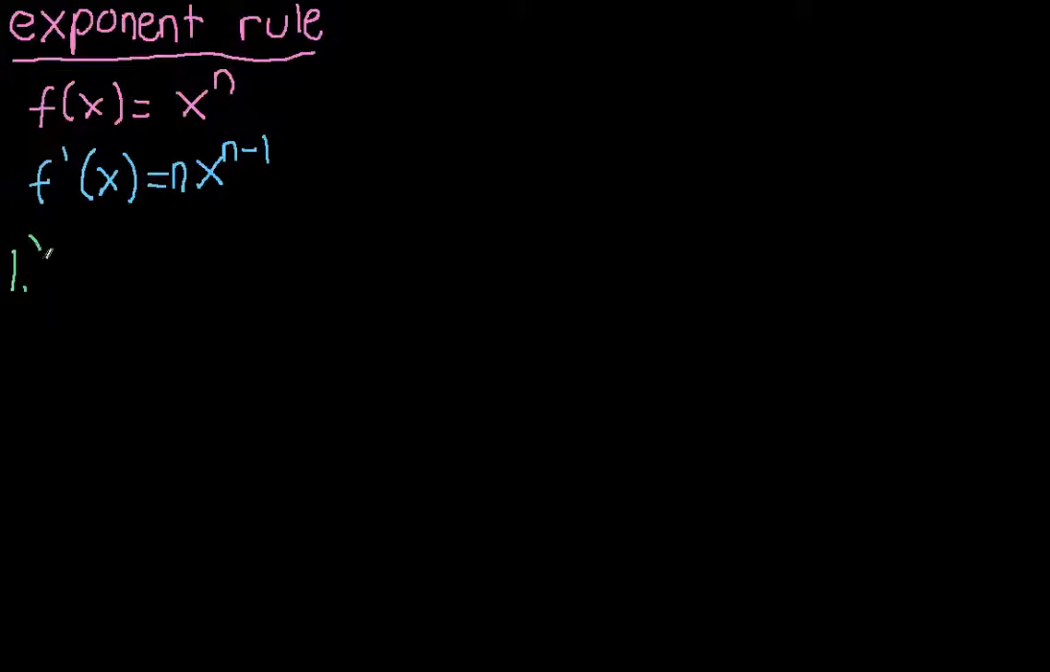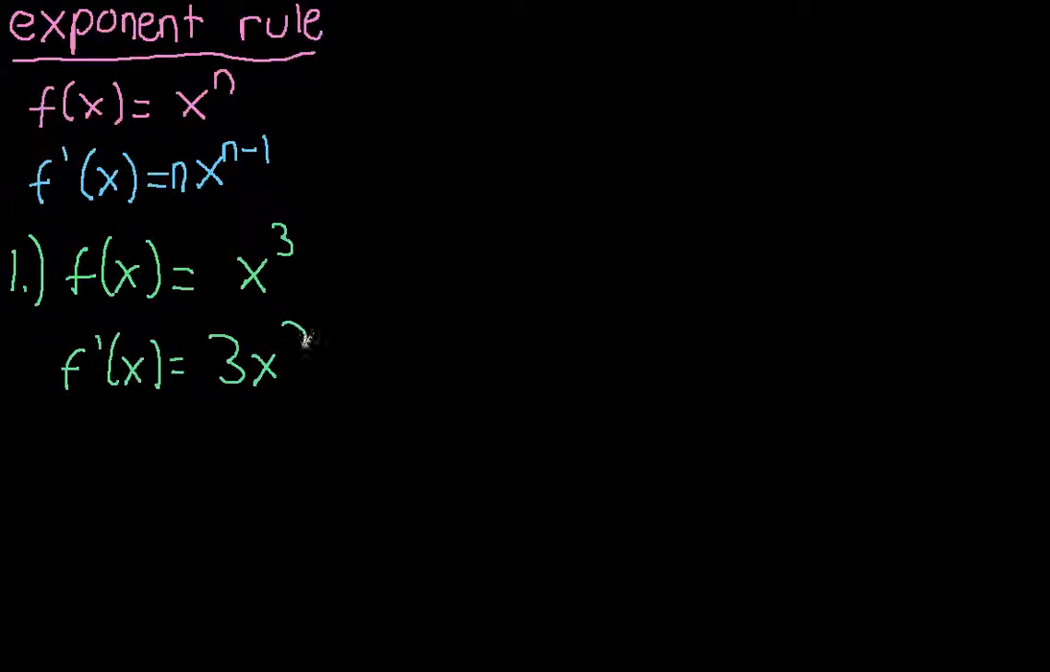So example 1. Let's say f of x is equal to x to the third. Then f prime of x, the derivative of that, would be equal to 3x squared. So all I did there was I took this exponent and I moved it to the front, and then I took 1 away from it and made it a 2. Let's try another example.